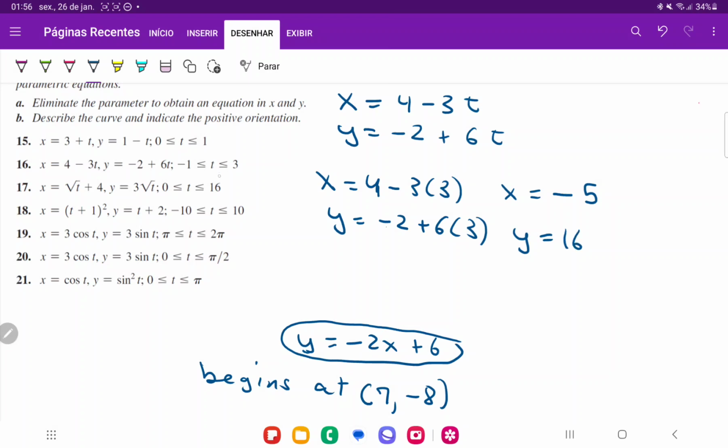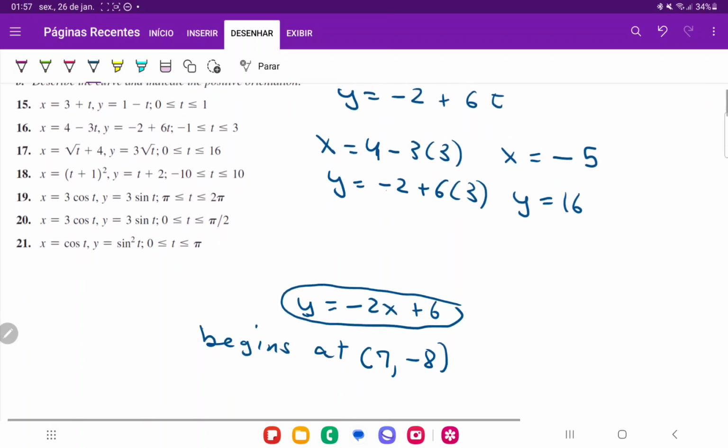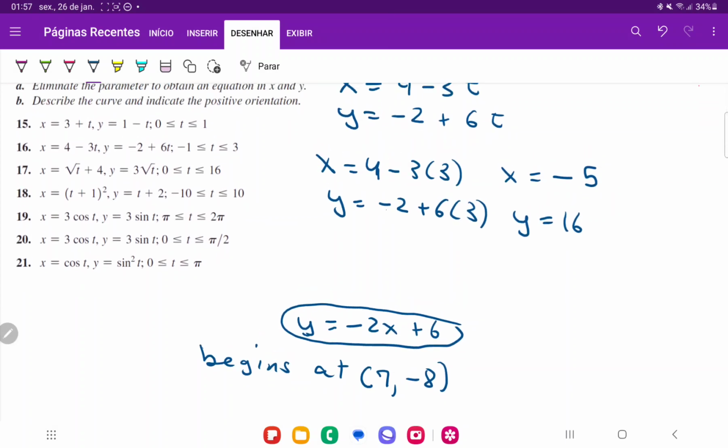So we can see that when t is equal to 3, which is the endpoint of this line segment, it means that x is located at minus 5 and y is 16, and it ends at minus 5 comma 16. So we can see here, maybe I should say that this is a line segment, because this curve here is a line, right? But it has a starting point and an end point, which therefore makes it a line segment. So that's it for 16. We eliminated the parameter and we were able to indicate the positive direction by stating where it starts and where it ends.